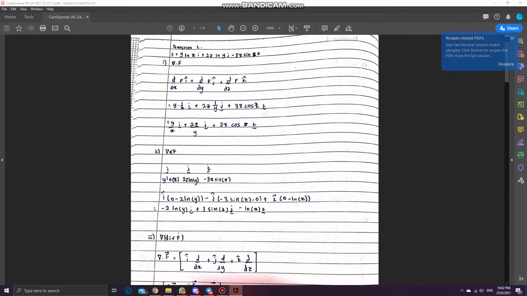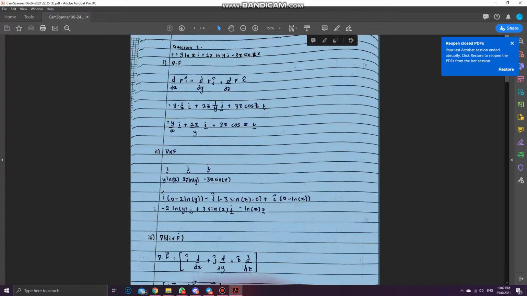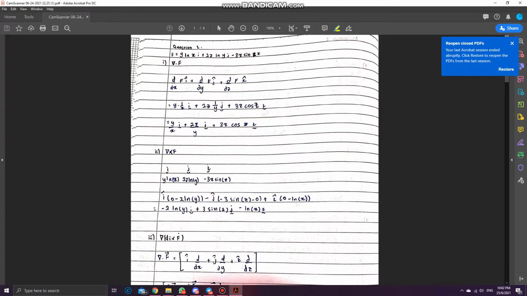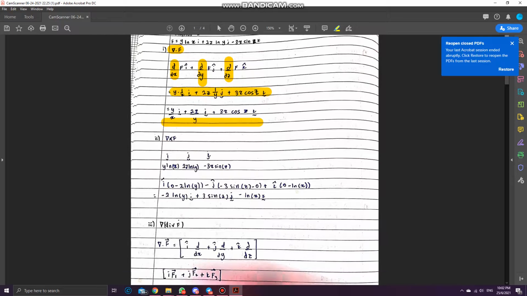Okay, for the first question, here is the function given by the question. The first step is we need to find the del over del x, del over del y, and del over del z of this function, and then we just arrange it in terms of i, j, k, and we straight away get the answer.